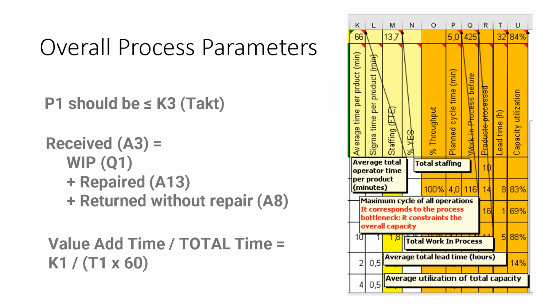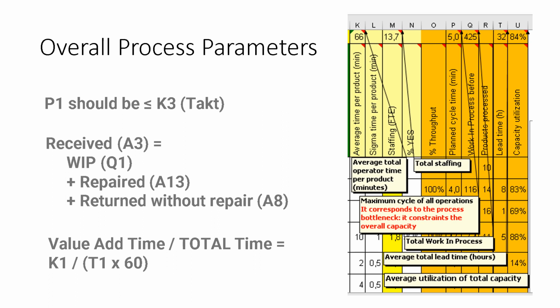P1 is the maximum value of all cycle times. It corresponds to the line bottleneck capacity. P1 should be less than or equal to K3, which is the takt time. Q1 is the total WIP in the line.